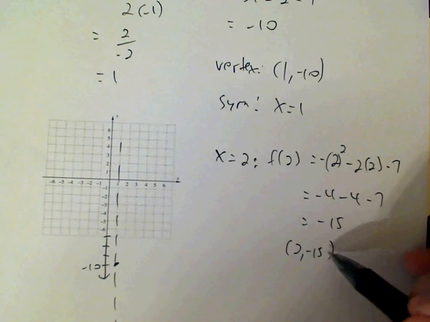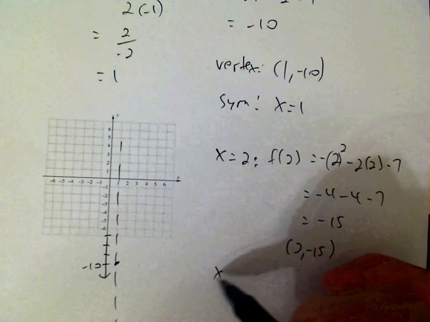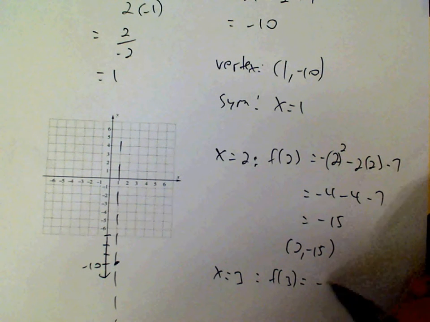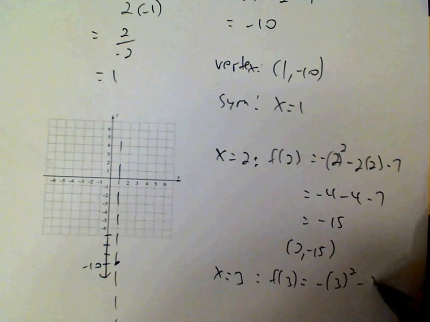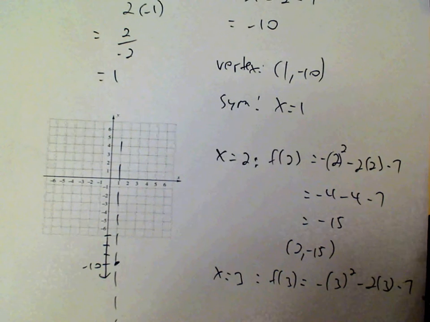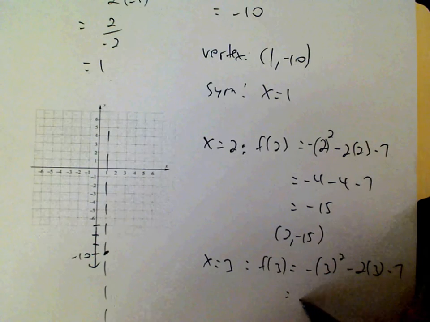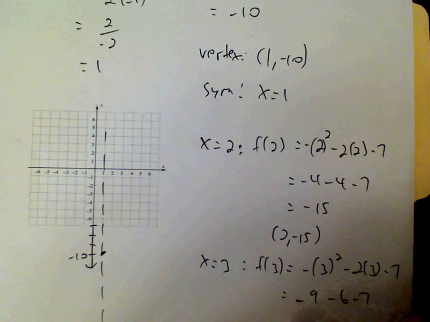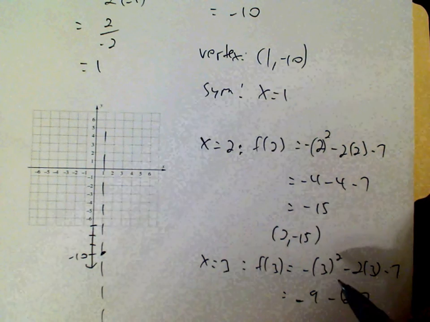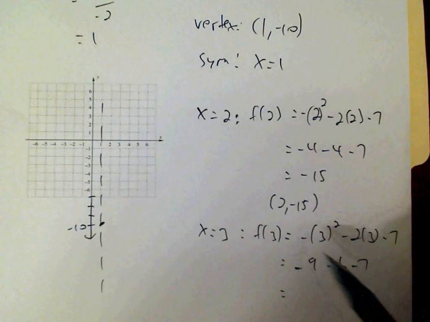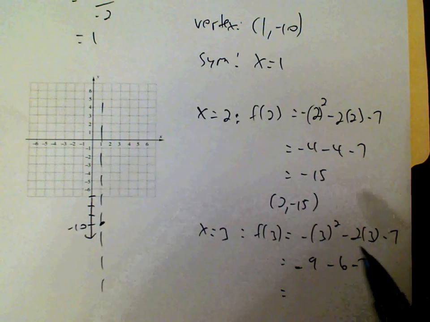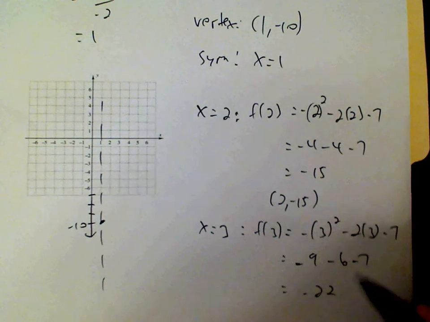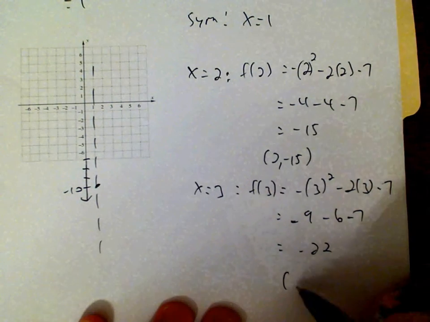I'm going to go ahead and find x equals 3. So f of 3 equals negative 3 squared minus 2 times 3 minus 7. 3 squared is 9. Don't lose that minus sign. Minus 6 minus 7. Some of you were wondering, I thought when you square, you always get a positive. Well, that's true, but that minus sign is on the outside. Use parentheses, you won't make the mistake. Negative 9 minus 6 is negative 15. Negative 15 minus 7 is negative 22. So that point is x equals 3, and we got a y value of negative 22.